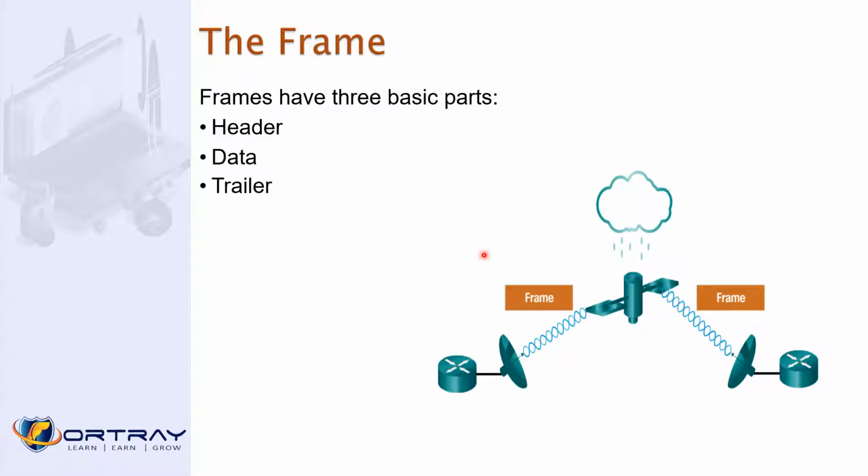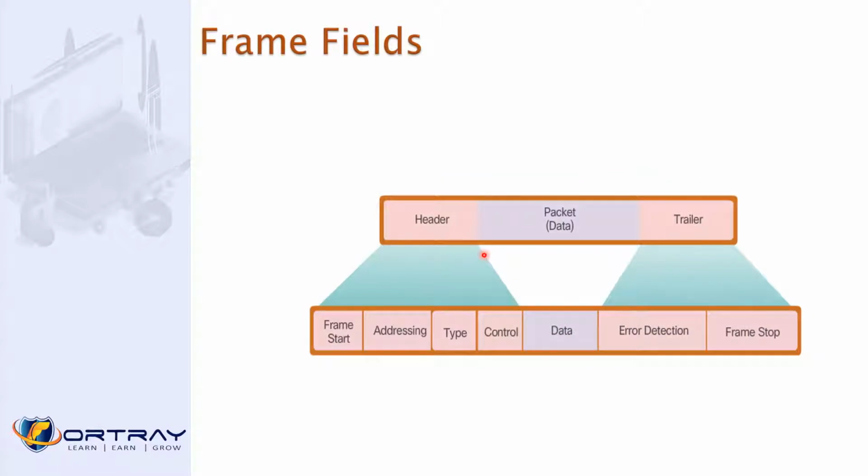In the header, what are the fields? Frame start, addressing, type, and control. Then there is the data. Then the trailer: the header is the starting point, the trailer is at the end. So frame stop and error detection.